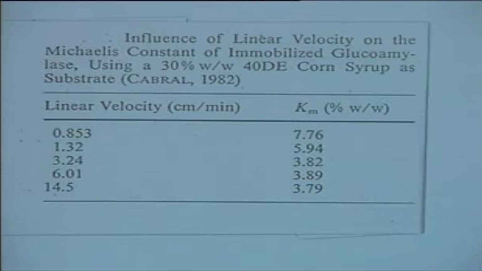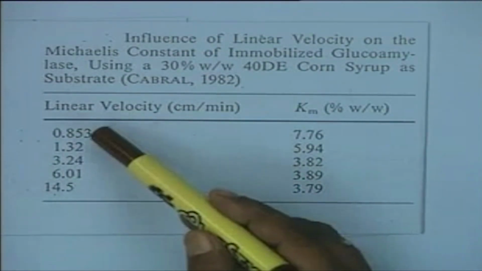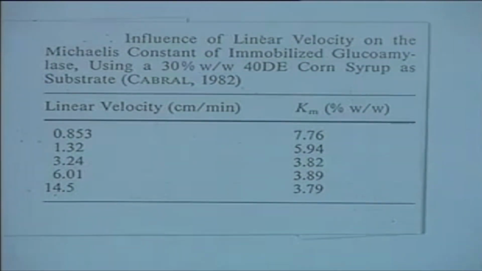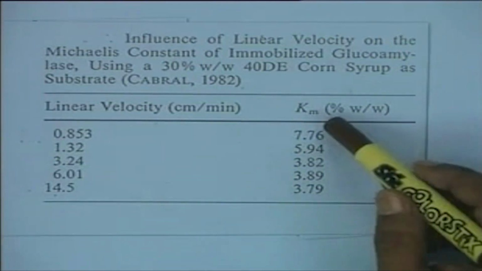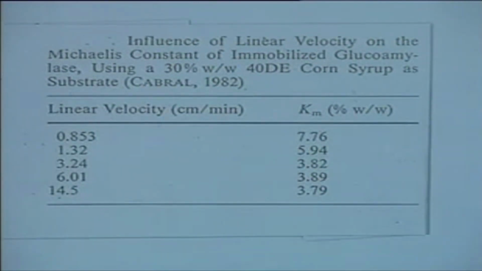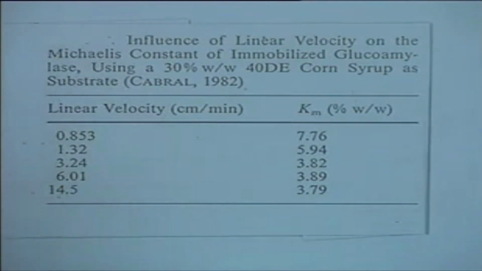if you consider a packed bed reactor with a linear flow velocity of from 8.85 centimeter per minute to almost as high as 14.5, almost a 20-fold increase, it gives you a decrease of Km from 7.76 to 3, almost less than half the value. That means if you are able to overcome external film diffusion, increasing the linear velocity means you are reducing the thickness of the boundary film, and that is why, as a matter of fact, when we talk of Km, we are talking only of apparent change and not the real change.